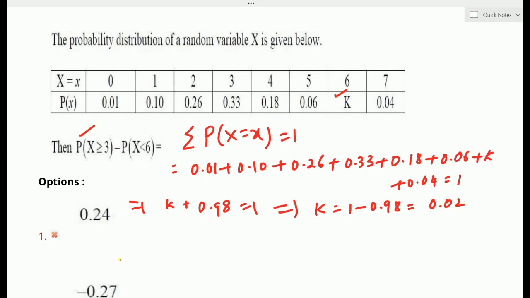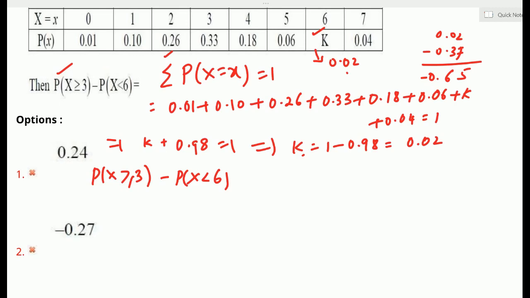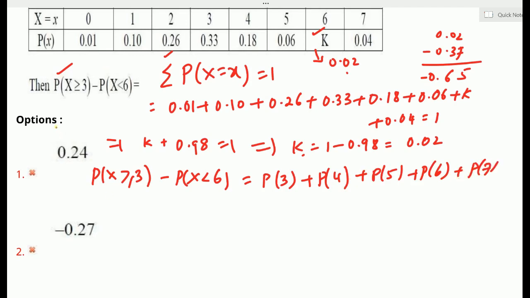Now what do you want? You want P of x greater than or equal to 3. You can start from 3 up to 7, minus P of x less than 6. What is the meaning of this? You want P of x greater than or equal to 3, which means we can start with 3, 4, 5, 6, 7. This is given as P of x greater than or equal to 3, that is P of x equal to 3. Instead of x we simply write 3. P of x equal to 3 plus P of 4, P of 5, plus P of 6, plus P of 7, we have to take. For what? For P of x greater than or equal to 3.